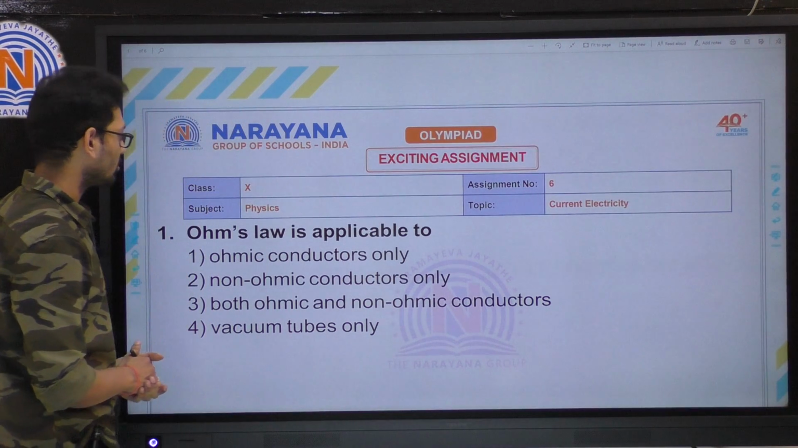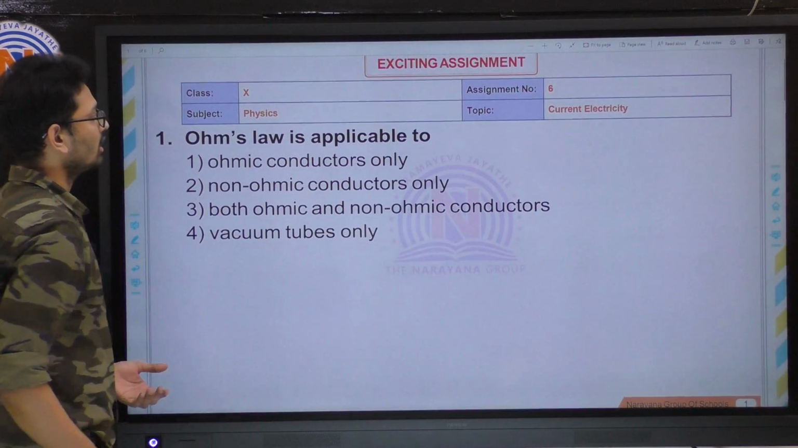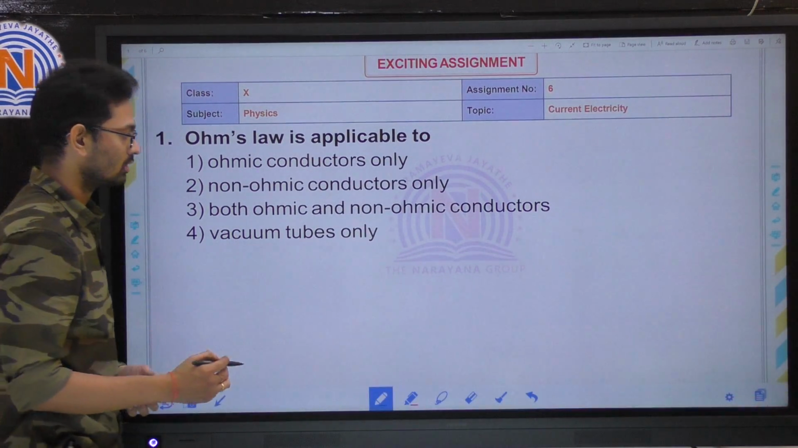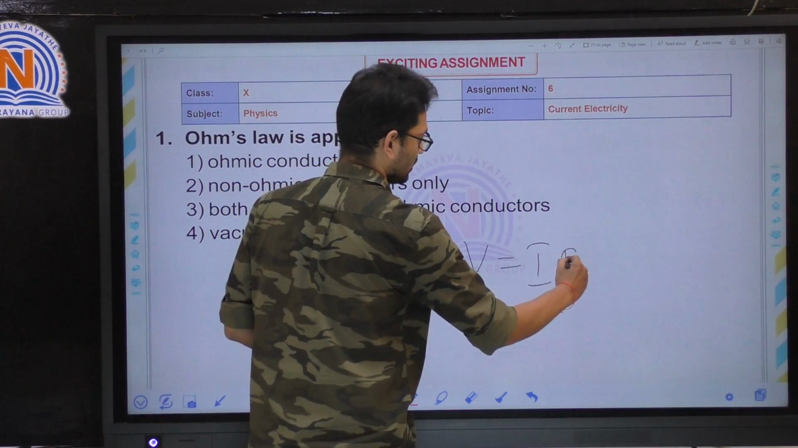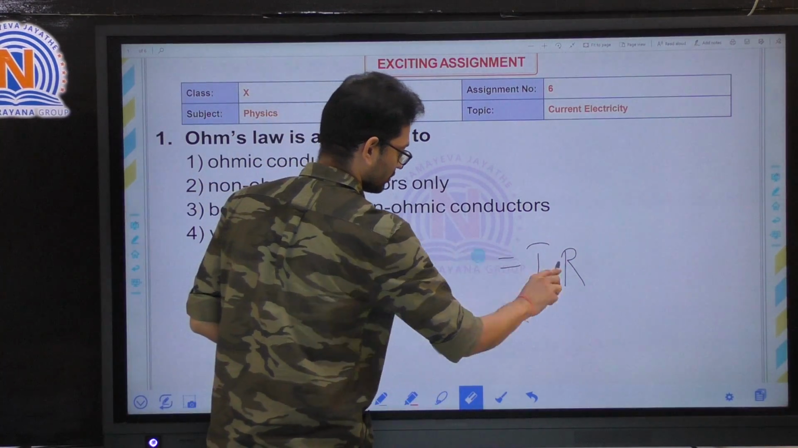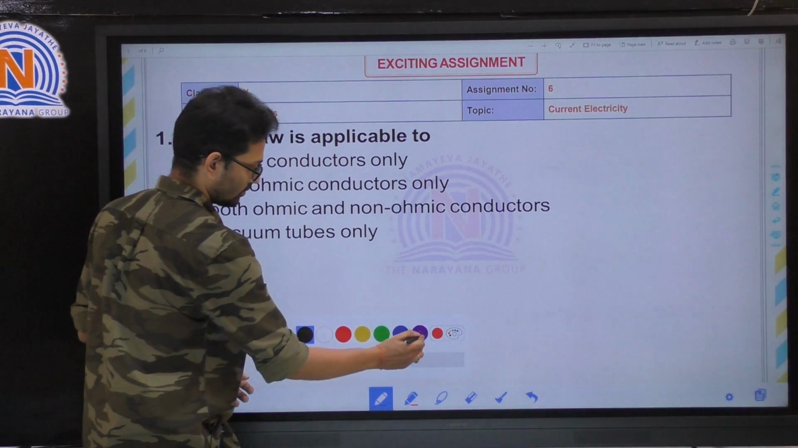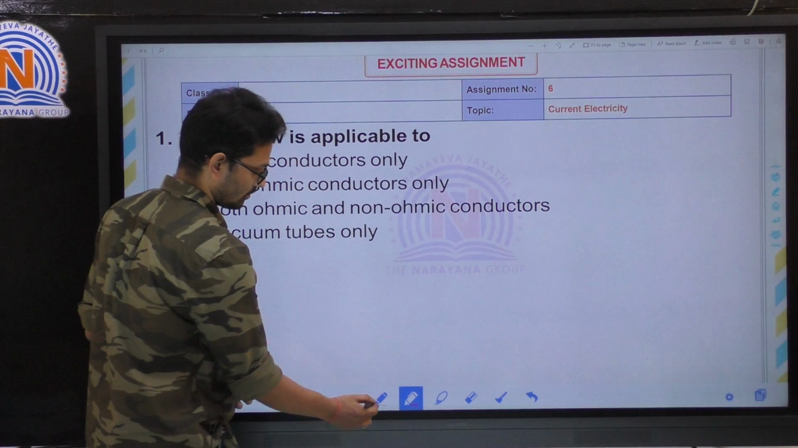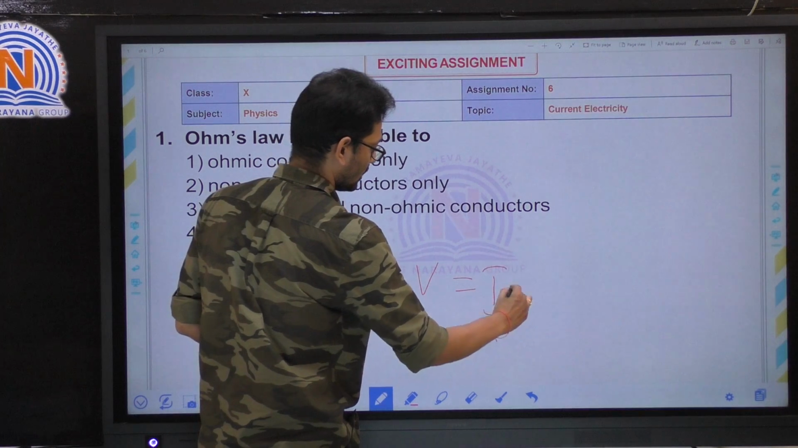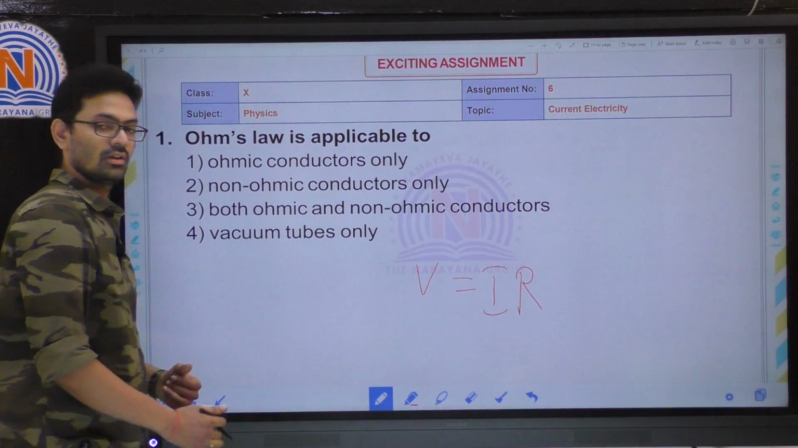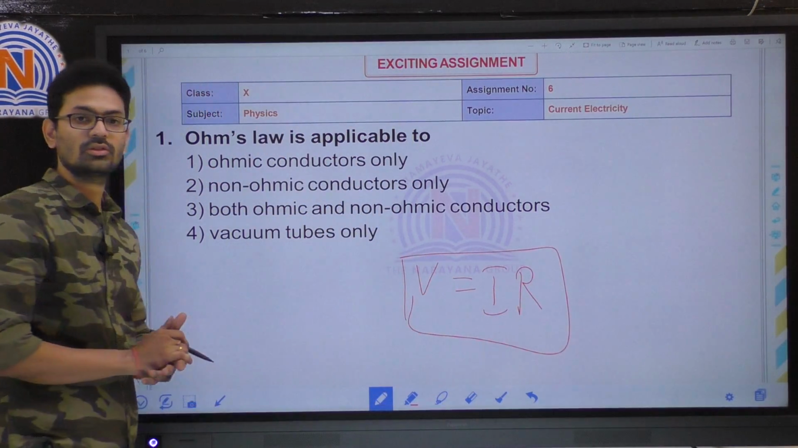Now when we want to talk about this particular topic, we need to have a good idea about Ohm's law. V is equal to IR. Let me use a little better color, which will be a little clearer for you. V is equal to IR. Now, this formula is very important for us, and it is called Ohm's law.